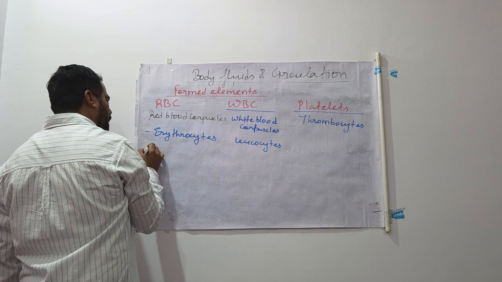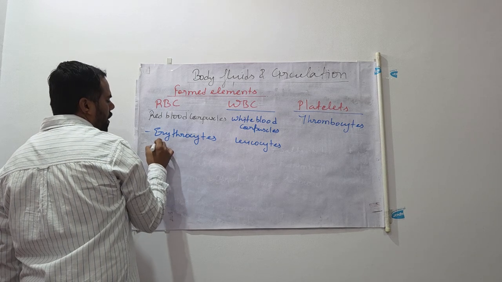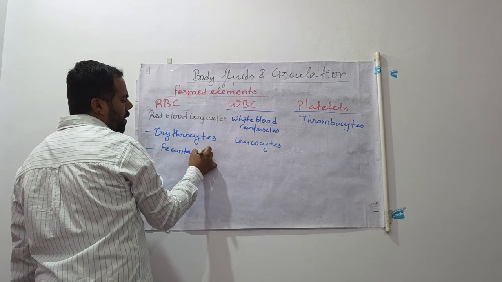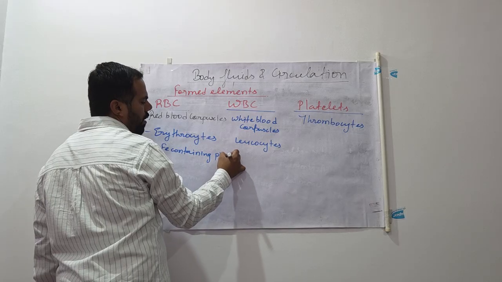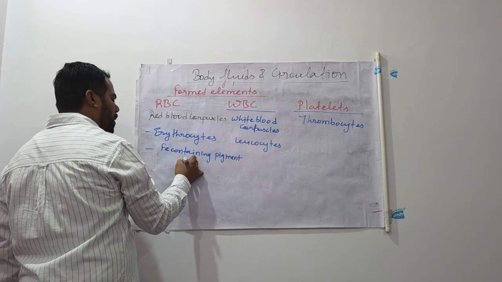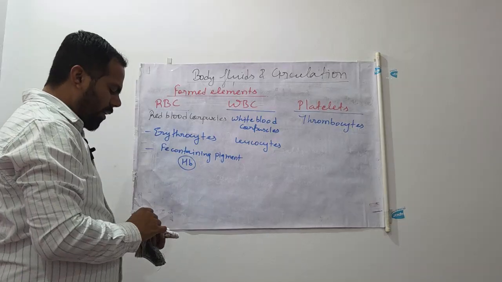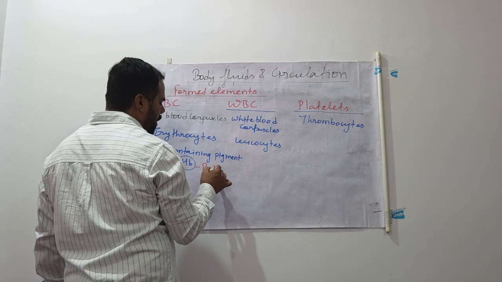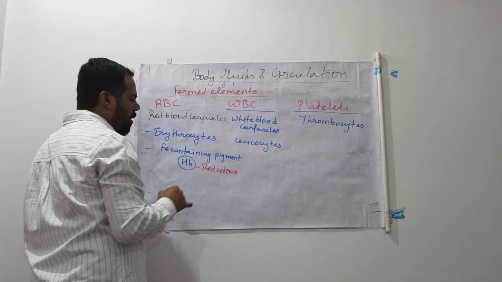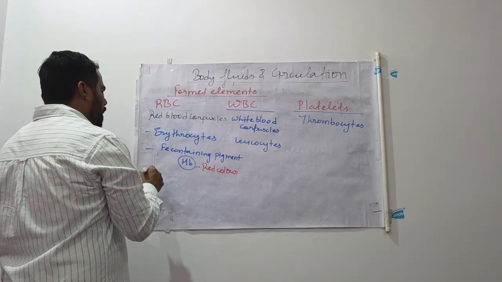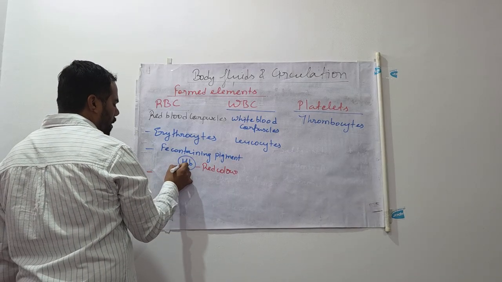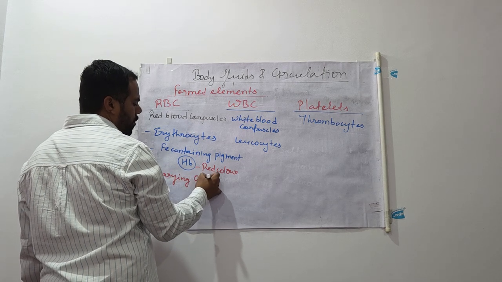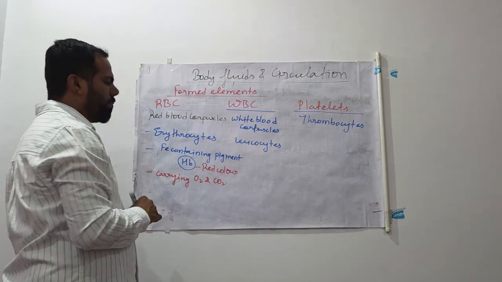RBC, the erythrocyte, contains what? It contains an iron (Fe) containing pigment, which is known as hemoglobin. This hemoglobin provides the red color to the blood. It also helps in carrying respiratory gases like O2 and CO2.